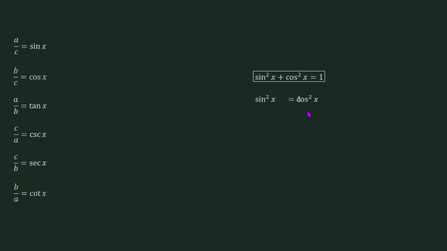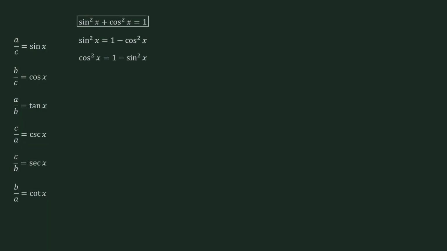We can also derive it further. When we transfer cosine square x to the other side, we will have sine square x is equal to 1 minus cosine square x. And then also, if we transfer sine square x to the other side, we will have cosine square x is equal to 1 minus sine square x. So we will set this aside.